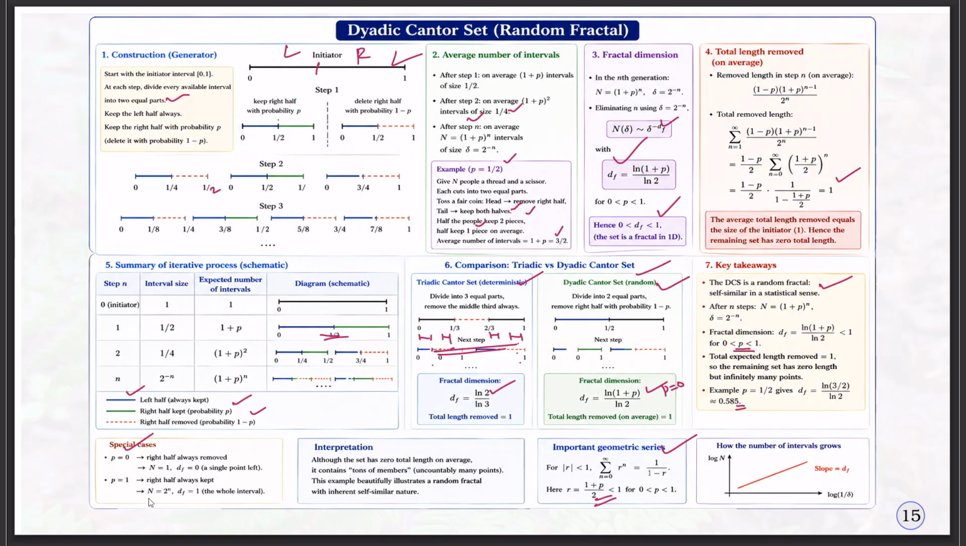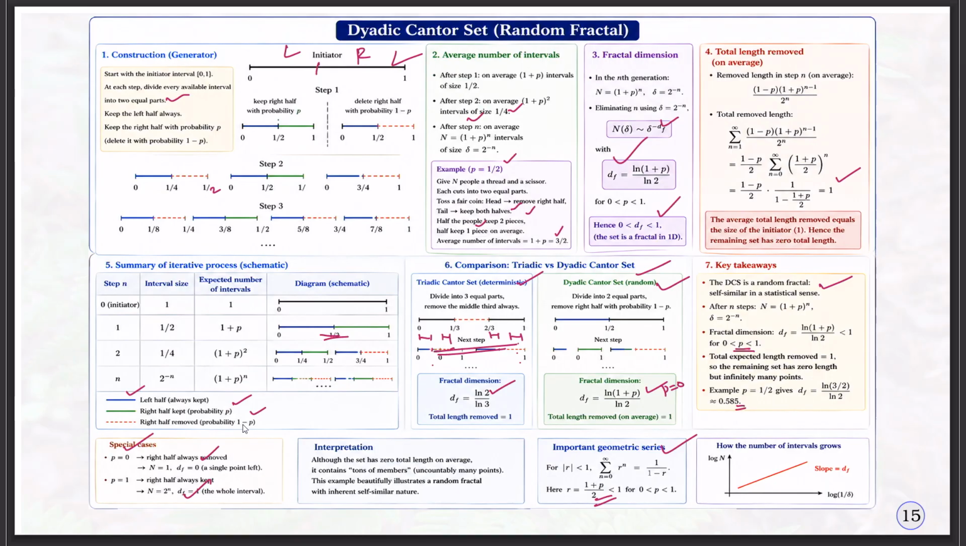If p equal to 1, we are always keeping the right half. That means we are cutting into 2 parts and keeping the right half always. So we are just dividing and joining, dividing and joining. So it is the whole interval. Ultimately, if you take the union, you will get the whole interval, and the fractal dimension is 1. So fractal dimension 0 is possible, and fractal dimension 1 is also possible, because in the end we will get either a single point, 0, or the whole interval 0, 1.